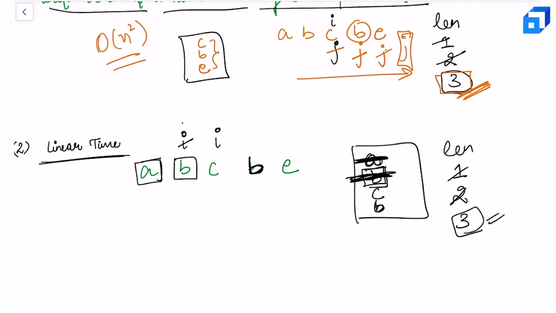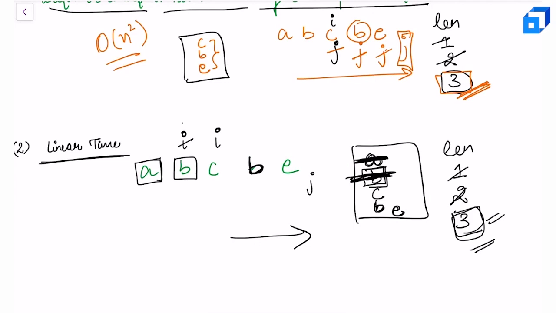Let's increment J now. So J will come to this position and E is also not present, so we can put E into the set. The present length is 3 and the current maximum length is also 3, so we need not update it. Right. And let's move our J now. So J has reached the end of the string, and that means we have completely traversed our string. And that's how we know when to stop.